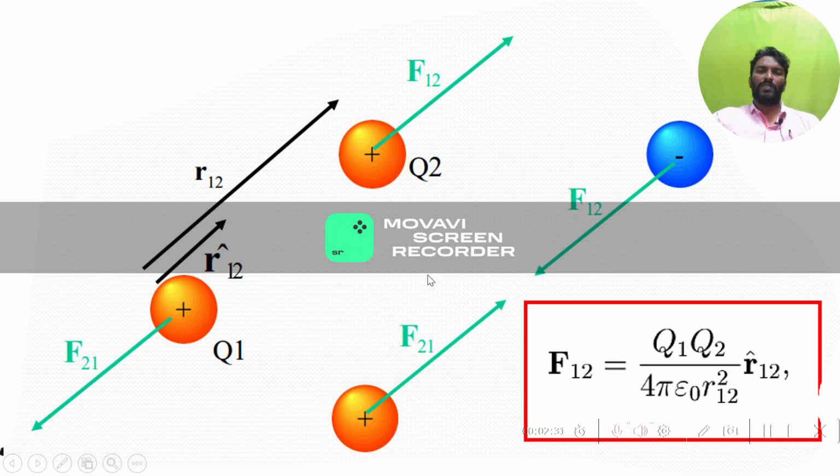And if I want to say about what is the force acting on first charge because of second charge, that is going to be F21, which is similar to the force acting on first charge because of second charge, which is also equal to Q1 Q2 by 4 pi epsilon naught. Instead of writing R12 square, here we can write R21 square into R21 bar. Here R12 and R21 are the vector direction of the resultant force.